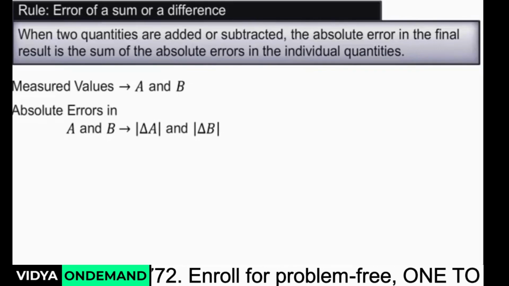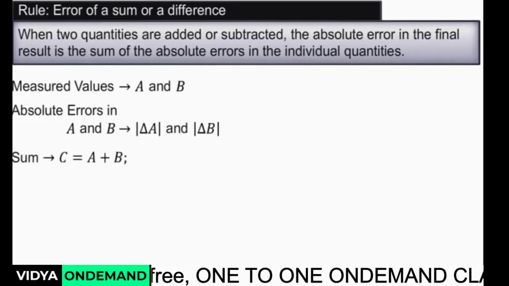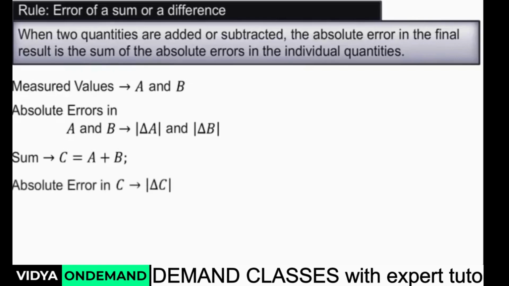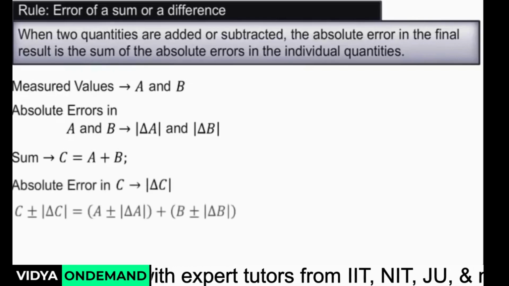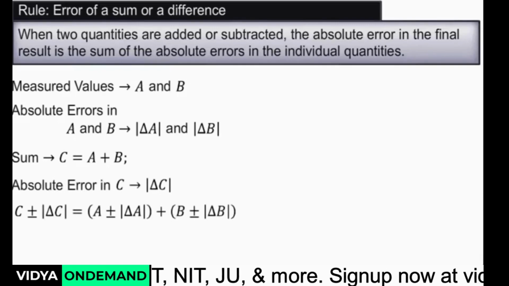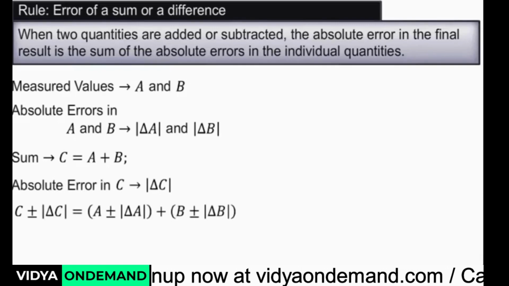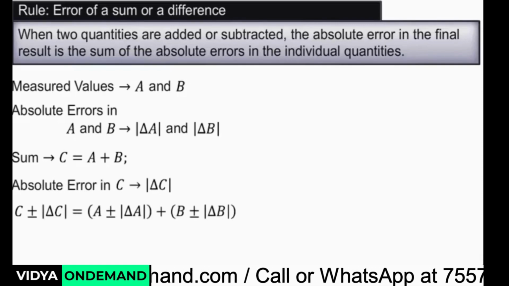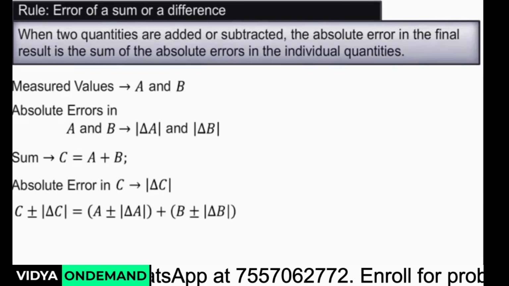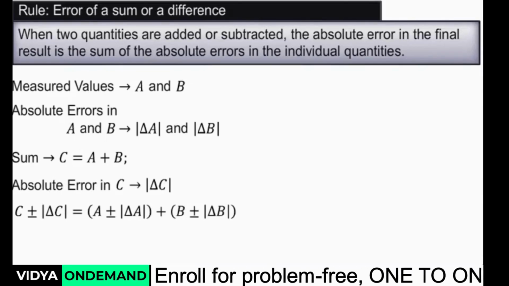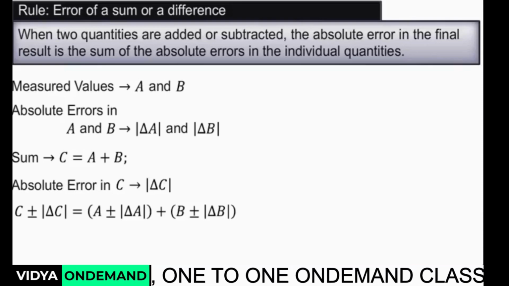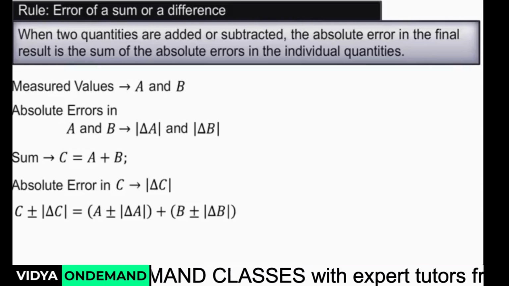We have, by addition, C ± ΔC = A ± ΔA + B ± ΔB. The maximum possible error is ΔC = ΔA + ΔB.